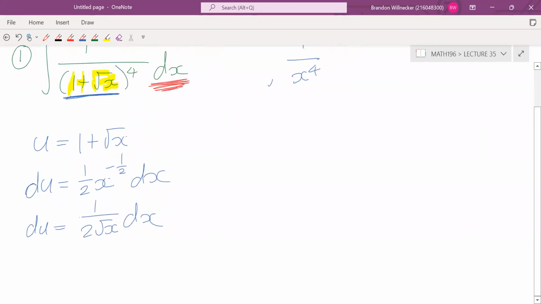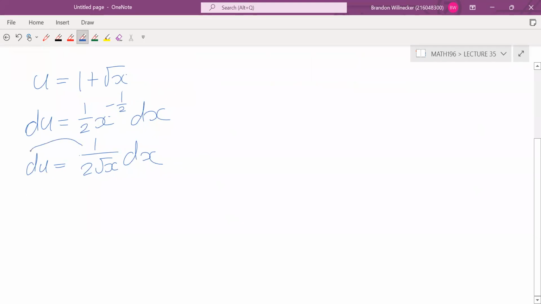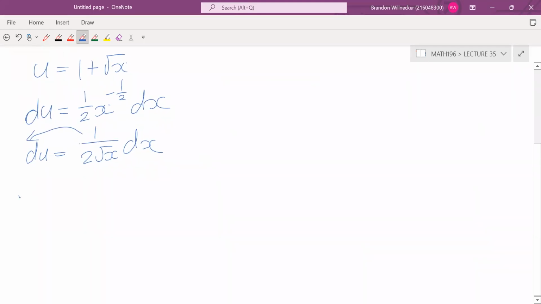Okay, but we don't want 1 over 2 root x dx, we want dx. Okay, this doesn't help us yet. So we take all of that over to the other side. 2 root x du is equal to dx. Okay, almost there. We've got dx like we wanted, but if you look on the left-hand side, we've got x variables and u variables. That doesn't work.